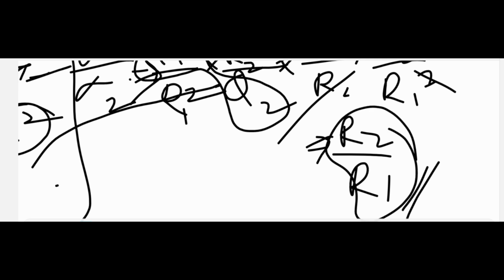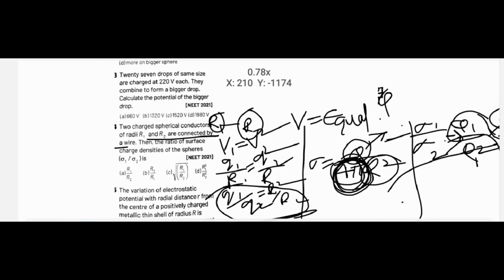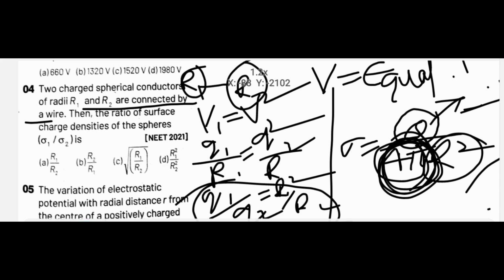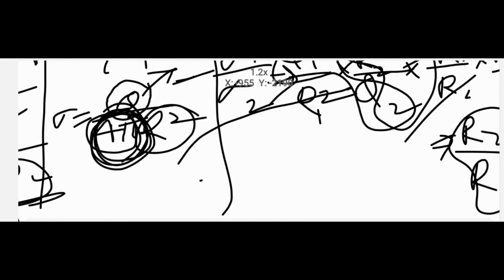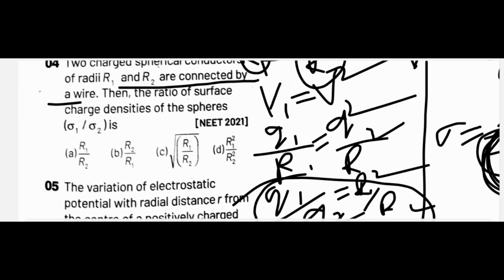The main thing where students went wrong in this question is the charge value q. They were not able to find this q in terms of r. So the majority of them put the answer r1 square by r2 square. But the final value will be r2 by r1. Option B will be the correct answer. I think you got it.